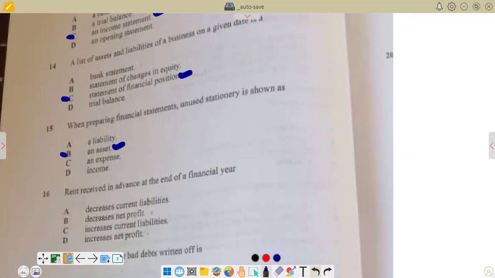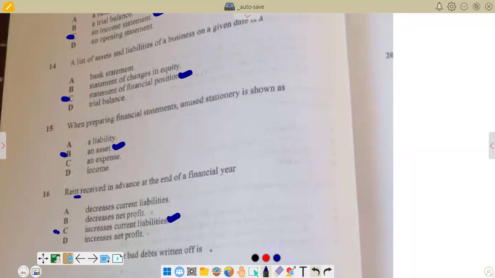Then we go to the next one, number 16, rent received in advance at the end of a financial year. Remember, when it's a prepayment, it's the one that has been received in advance. So it's a prepayment of an income. Remember, rent received is an income. So whenever we've got a prepayment of an income, it's a liability. But when it's an accrual of an income, it's a current asset. The opposite is true when we are on expenses. When it's an accrual of an expense, it's now a liability. When it's a prepayment, it's a current asset. So the most appropriate answer that we have there is C, increase in current liabilities.